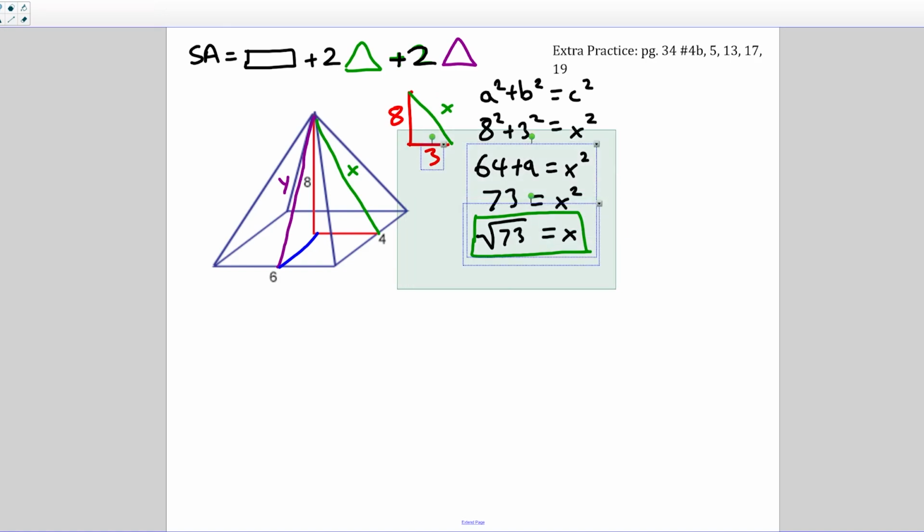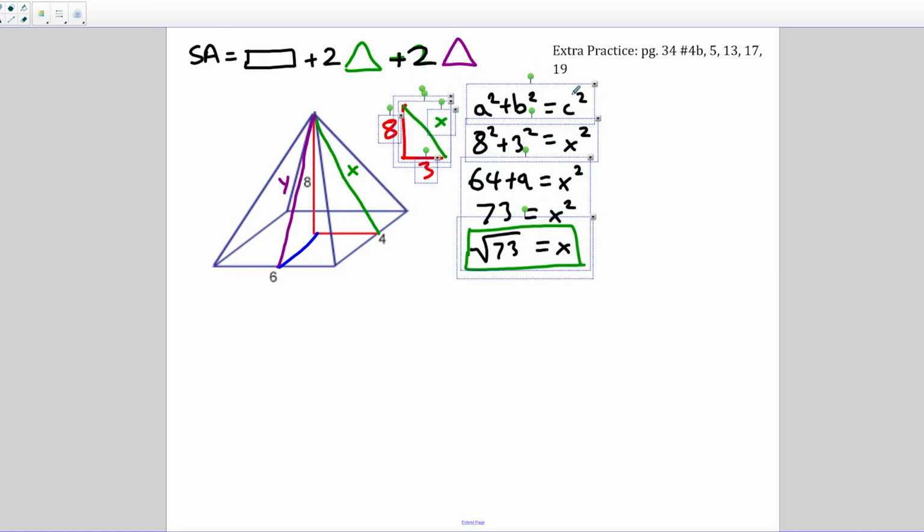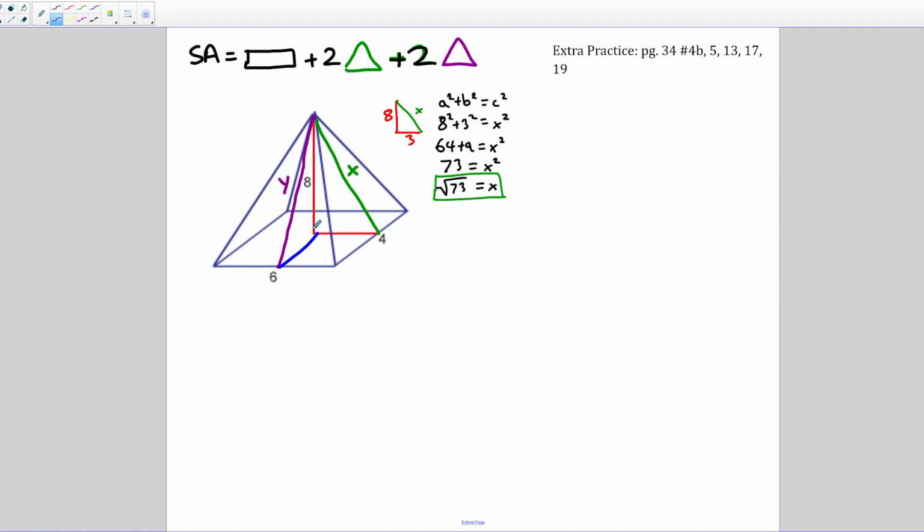And I'm going to shrink all of this and put it to the side for now. Looking now towards my purple, blue, and red triangle, I'm going to draw this coming out towards the left. Got my purple side, and I'm going to label that Y. Got the red side, and that's labeled as 8. And now this blue side, so that's this line coming out here.